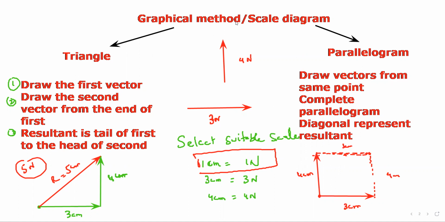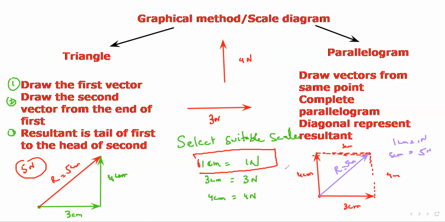After completing a parallelogram, we just have to draw the diagonal of this parallelogram. And what does the diagonal of this parallelogram represent? It represents the resultant. We just measure the length of this diagonal. For example, this diagonal is 5 centimeter. If this diagonal is 5 centimeter, and we have the scale 1 centimeter is 1 Newton, so 5 centimeter will be equal to 5 Newton. So the resultant is equal to 5 Newtons. That's how a parallelogram works.